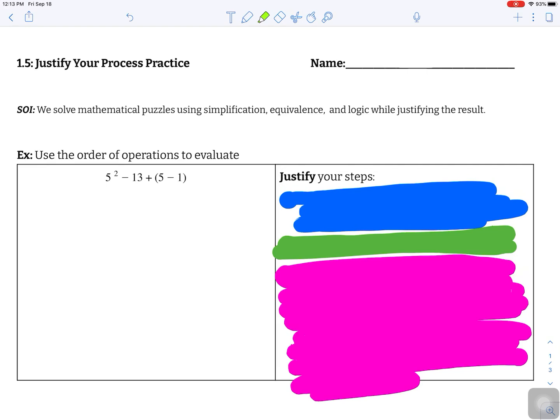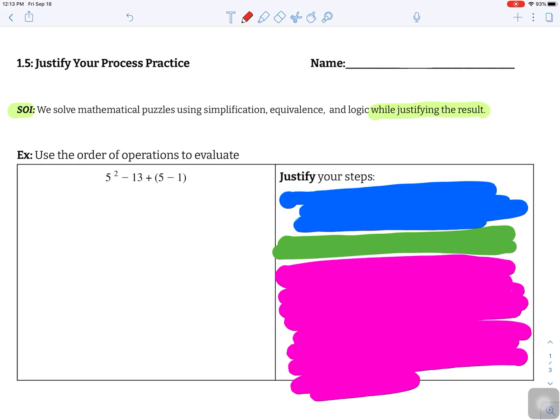So since we've been learning some of the foundational ideas of algebra, and we've been talking about some of the really foundational properties of algebra, I think this is a good time to hit pause and just practice the justifying of our process. And it goes perfectly in line with our statement of inquiry, because our statement of inquiry even ends in the phrase, while justifying the result.